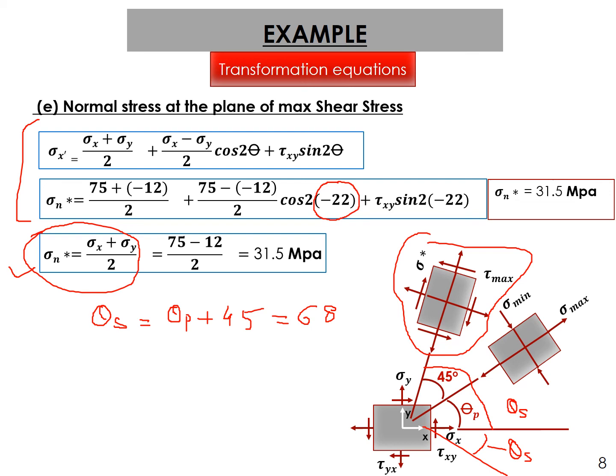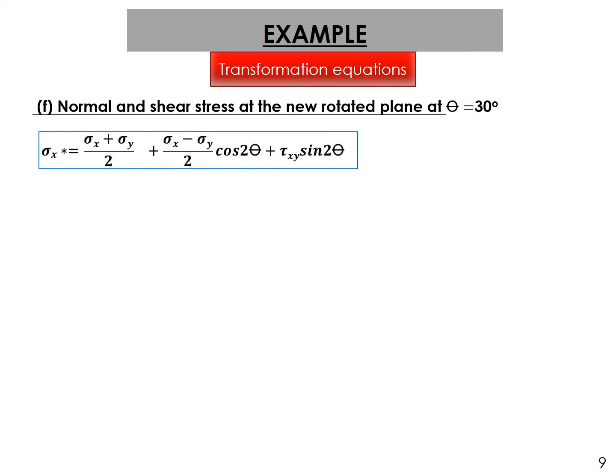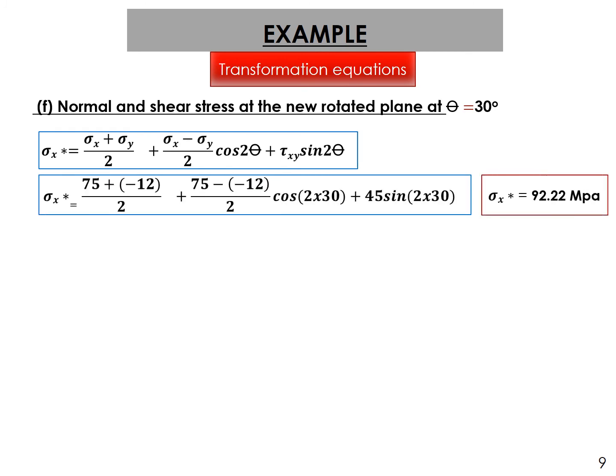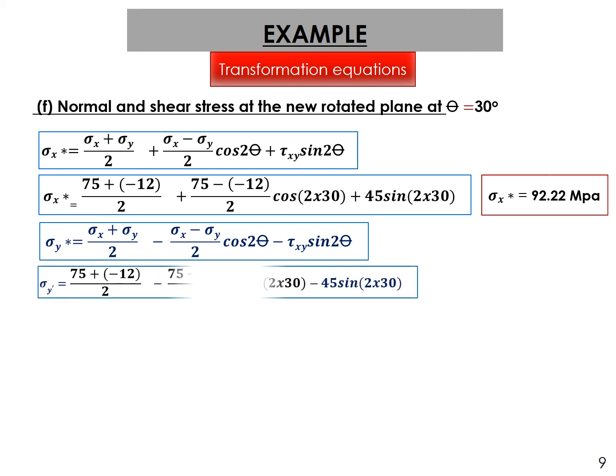So last part, it is the normal and shear stresses at the new rotated plane, which is at 30 degrees to the initial axis. So we have this relation with us. It's quite simple. You have this relation, put theta is equal to 30 degrees. You have the value of sigma x, sigma y, and tau xy with you. Go on putting all these values. So you can find out the stresses, the normal stress and the shear stress.